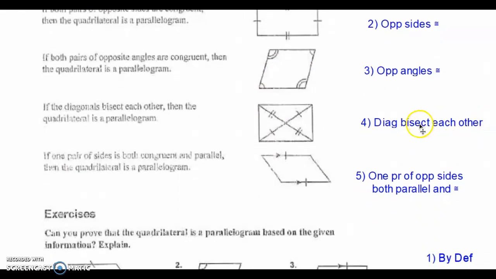And these are just like your properties. And look at this, the diagonals cut each other in half. Therefore, this has to be a parallelogram. Now the last property, which wasn't a property before, is one pair of opposite sides that are both parallel and congruent.